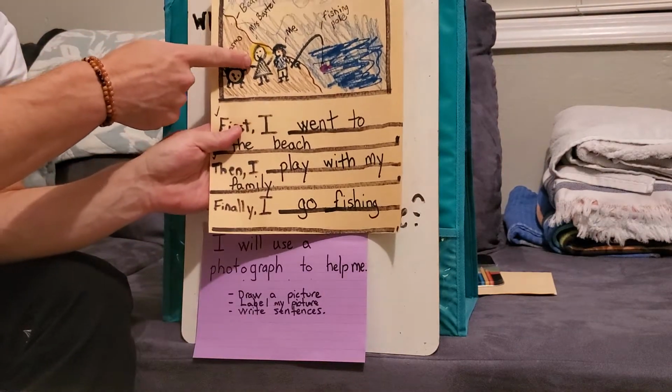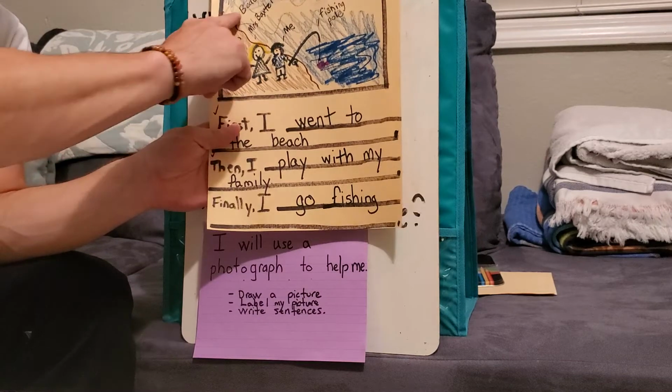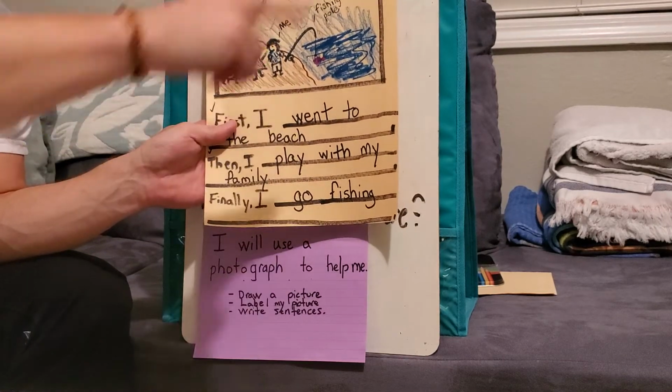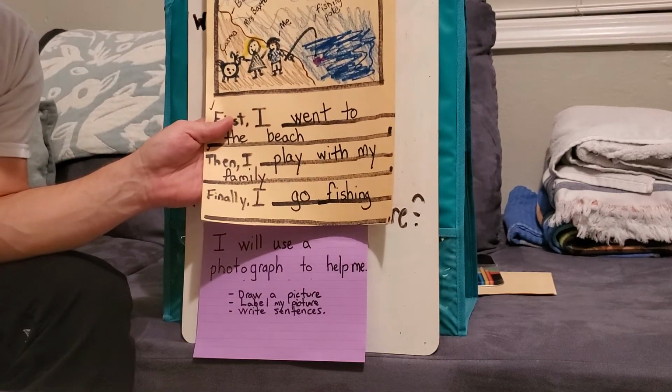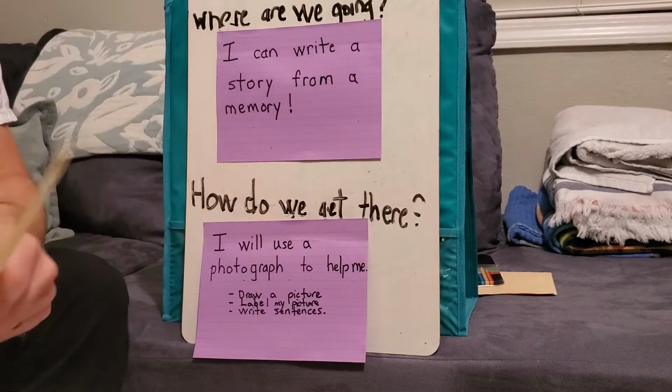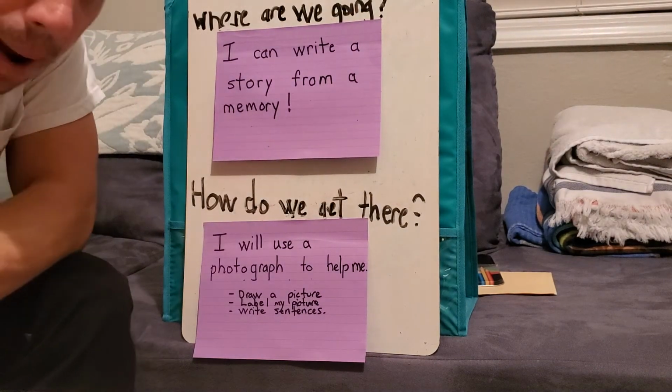To draw a picture, label my pictures, and write sentences. Did we draw a picture? Check. Did we label our picture? Check. And did we write our sentences? Check. Boys and girls, this is your writing activity for Friday, April the 24th.